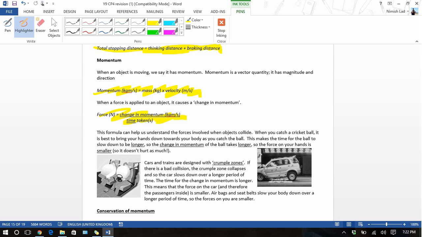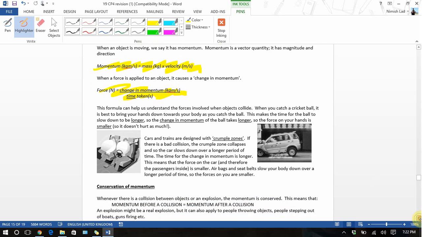Newton's third law is if you apply force on an object, it applies a force back on you, and then it goes on to momentum and the force is applied in momentum. Carrying on momentum, you've got the idea of the conservation of momentum.